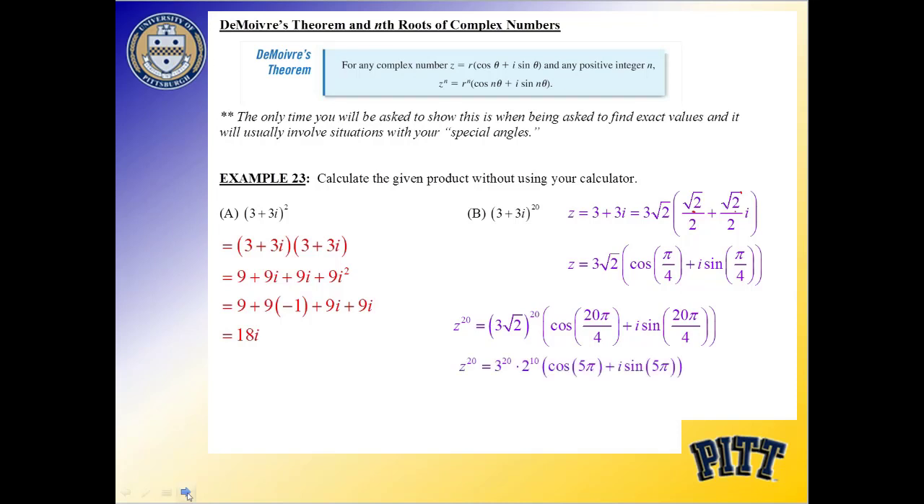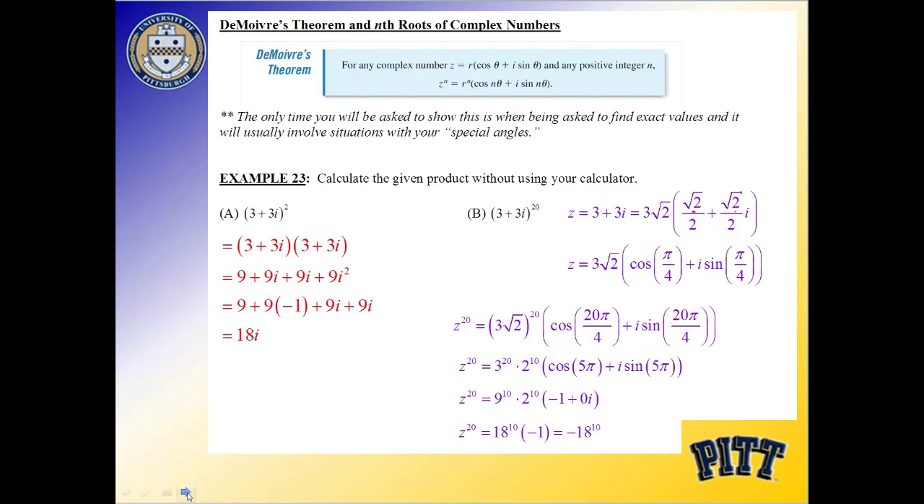So what I end up with, doing some simplification, is 3 to the 20th power, and the square root of 2 to the 20th power is the same thing as 2 to the 10th power. I end up with cosine of 5 pi plus i times the sine of 5 pi. Which means I end up with 9 to the 10th power, because that's what 3 to the 20th is. I can rearrange that, times 2 to the 10th power, times negative 1, which gives me a negative 18 to the 10th power, which is the answer I produced before.